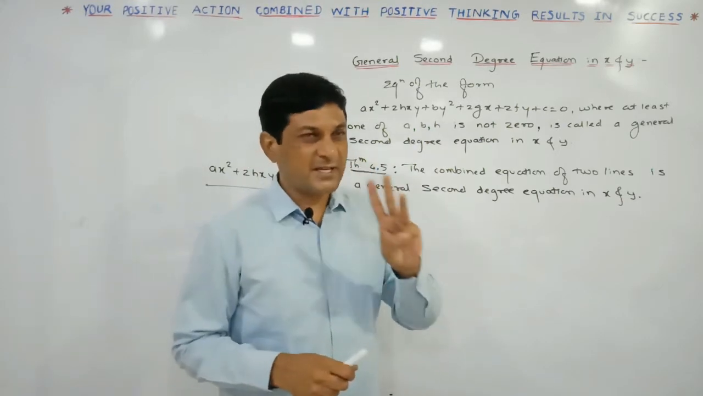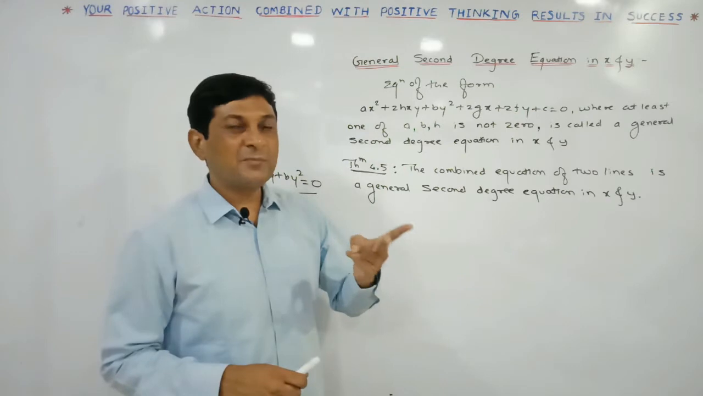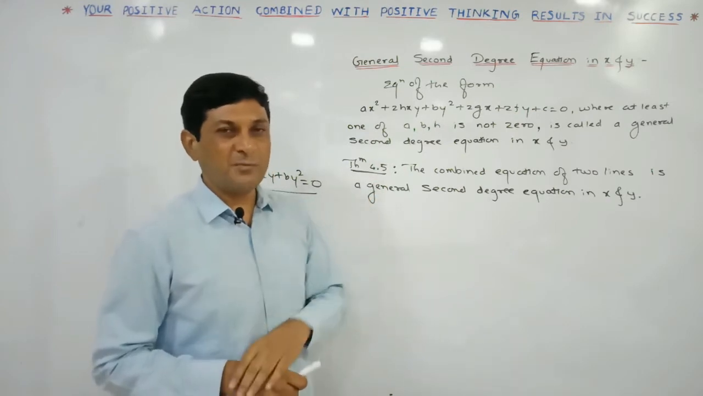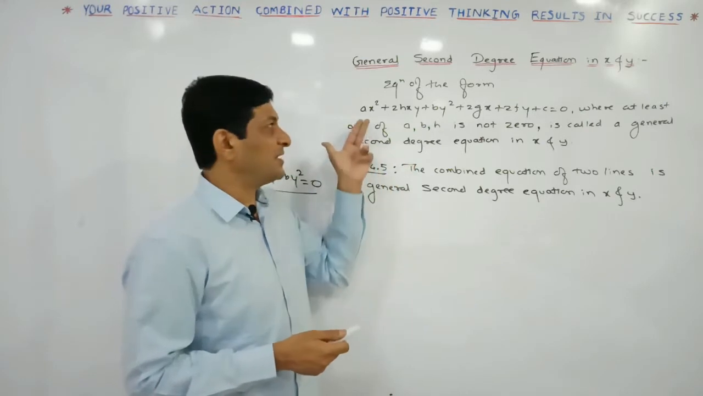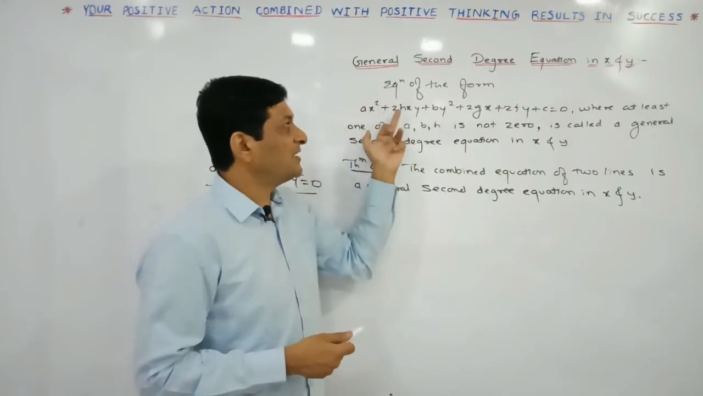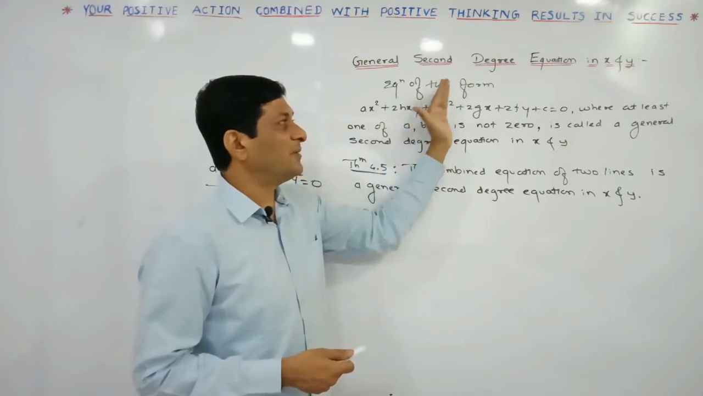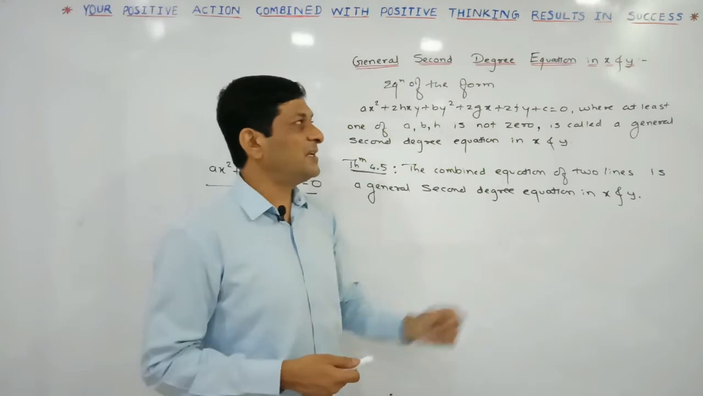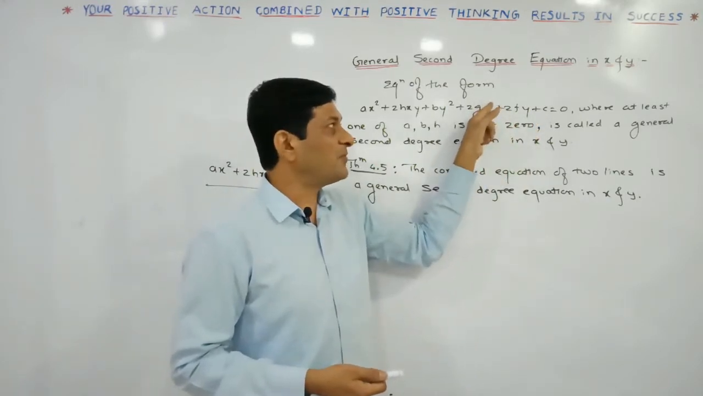ये तीनों में से a, b और h इन तीनों में से कम से कम एक तो नॉन जीरो नंबर होना चाहिए. अगर तीनों के तीनों जीरो हो गए तो see what we are getting here. If a becomes 0 this term will get eliminated, h becomes 0 this term will get eliminated, b becomes 0 this term will get eliminated. If these three terms get eliminated, then these are the three remaining terms. And what is the degree here? Power of variable means 1.